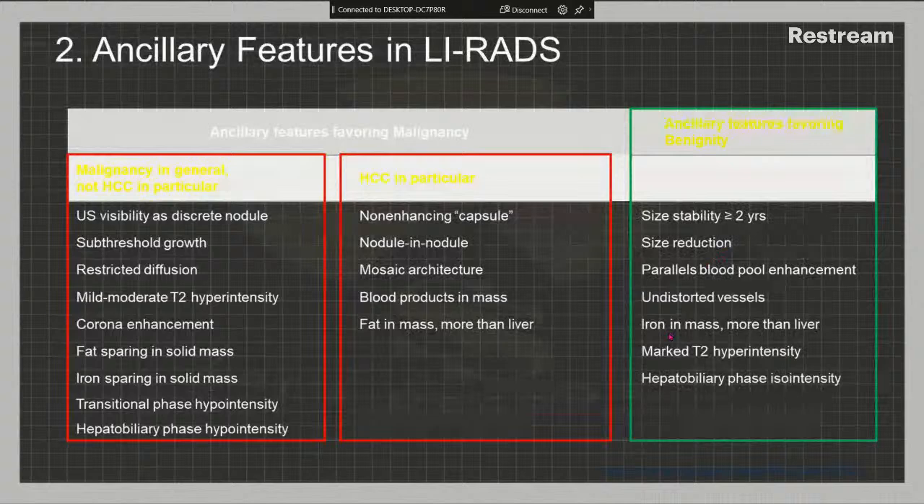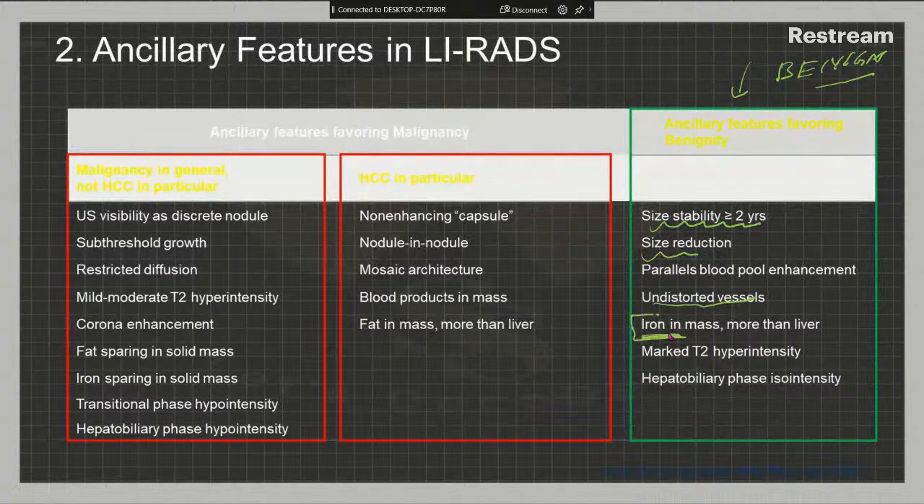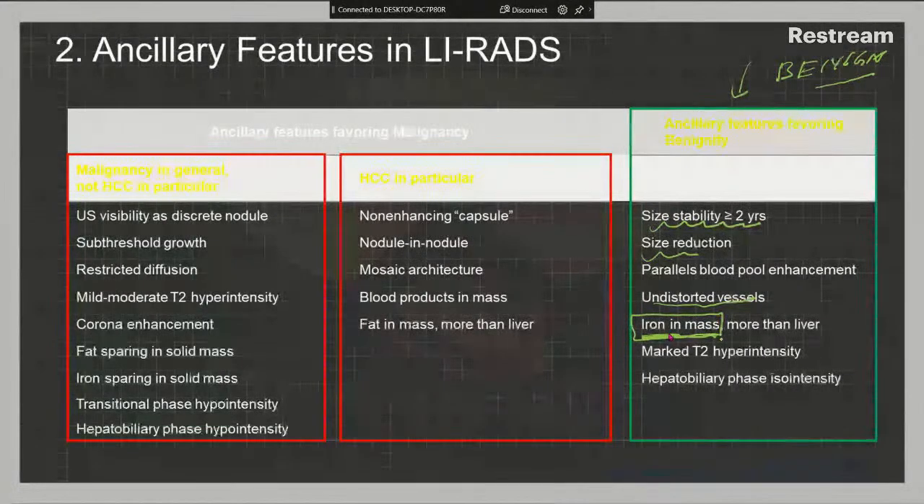These are ancillary features of LI-RADS, I have already told, there are some ancillary features later, but this slide I put to look for the benign. What are some features of benignity? The size is stable for 2 years, there is reduction of the size, undistorted vessels, more iron content, T1, T2 hypo, more iron content in the mass. Then these are sclerotic nodules, not hepatocellular carcinoma. These are some features which suggest benignity rather than malignancy.